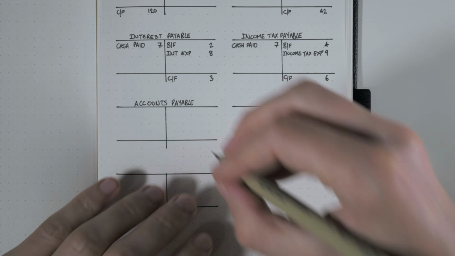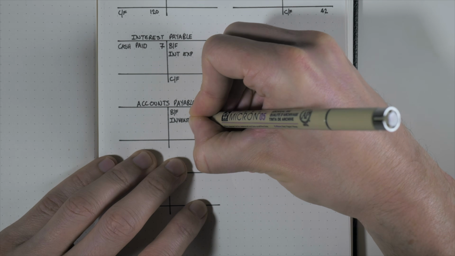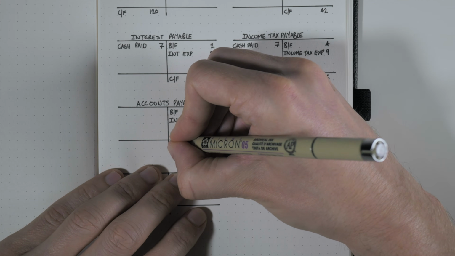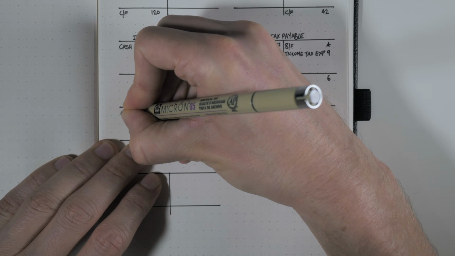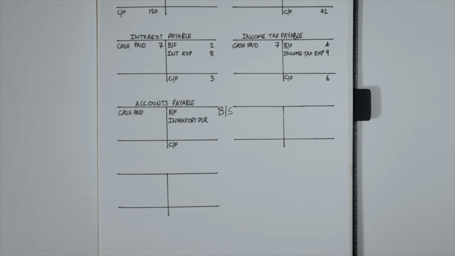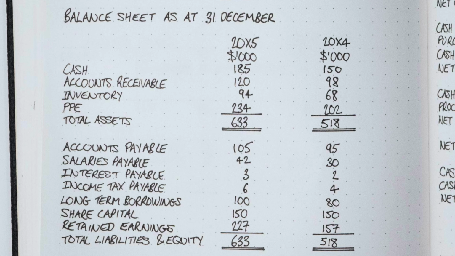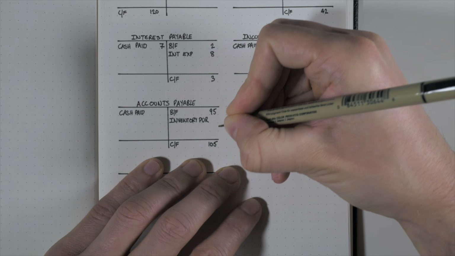We lay out the accounts payable T account as we've done before. The opening balance, inventory purchased, and closing balance go on the credit side, and cash paid, which we're solving for, again goes on the debit side. We can easily pull the opening and closing balances from the prior and current year balance sheet. In this case, we have an opening balance of 95 and a closing balance of 105. So all we need now is inventory purchased, and we're on our way.